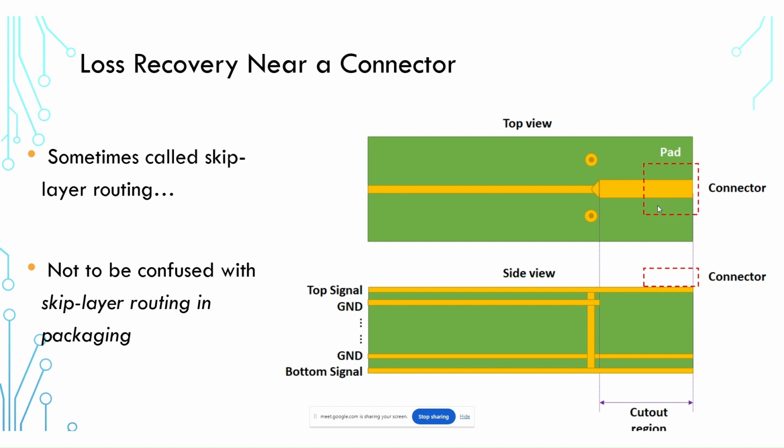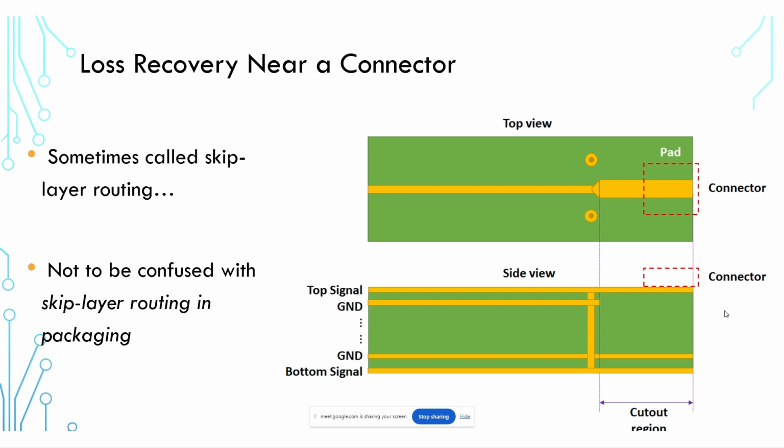Once you get to the region with the connector, you can actually eliminate some of the losses on this last mile of the route by cutting out the ground just in the region of this connector. And you're cutting out the ground only on layer 2. What that does is it allows you to widen out this last portion of this trace. And then by doing that, you can recover some of the losses that would have otherwise been experienced by just routing this line straight in.